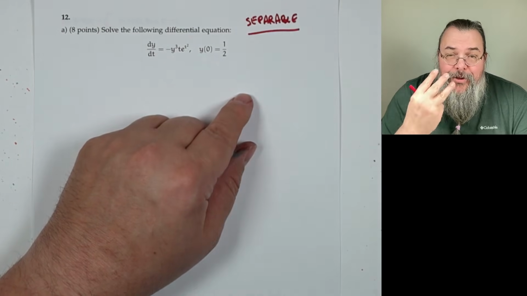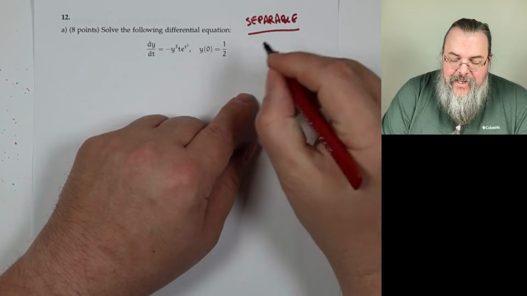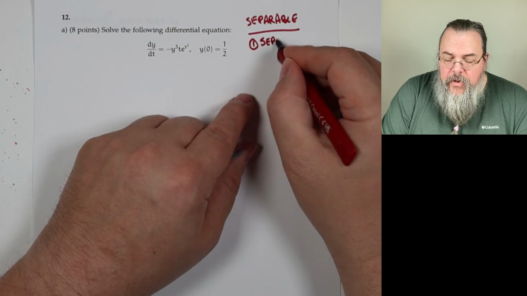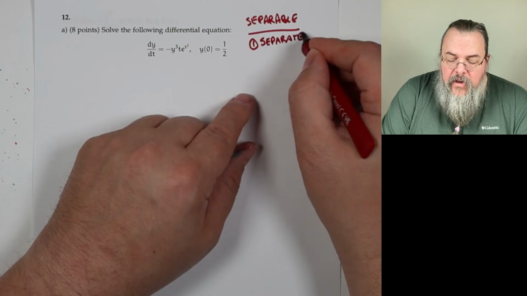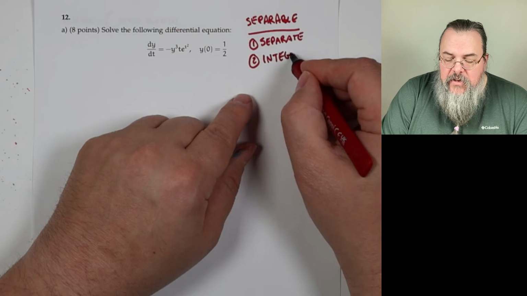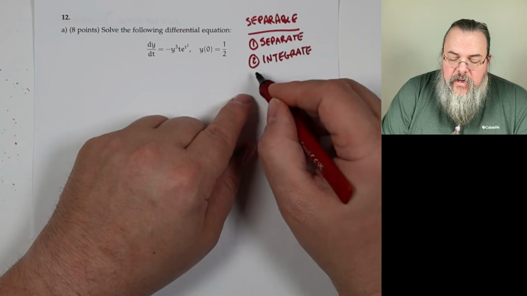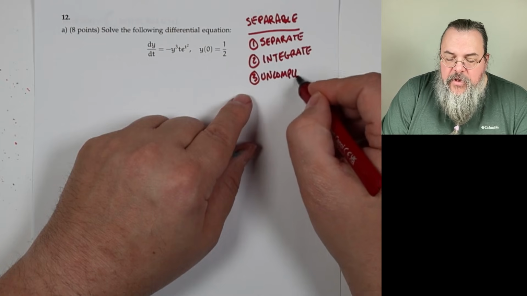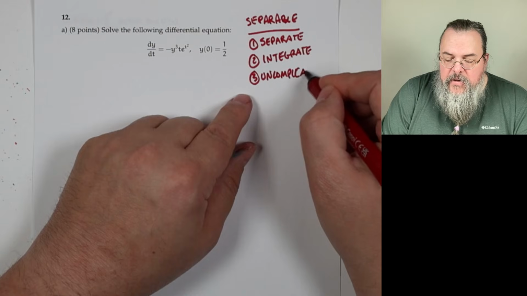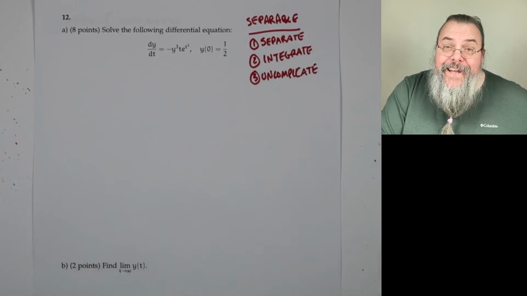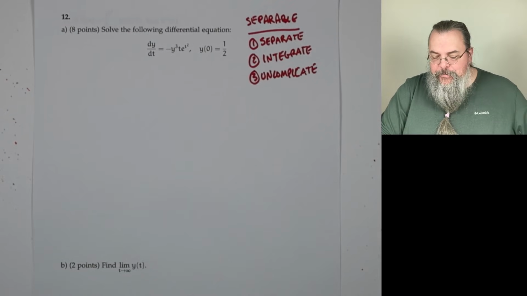Now, there's a 3-step process. Step 1, that's where it gets its name, separable: we separate. Step 2 is after you separate, you integrate. And step 3, at least this is what I call it, you uncomplicate. And that's a very big word. I was going for the rhyming scheme.